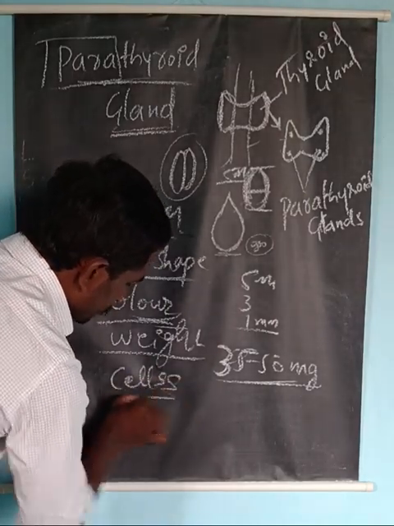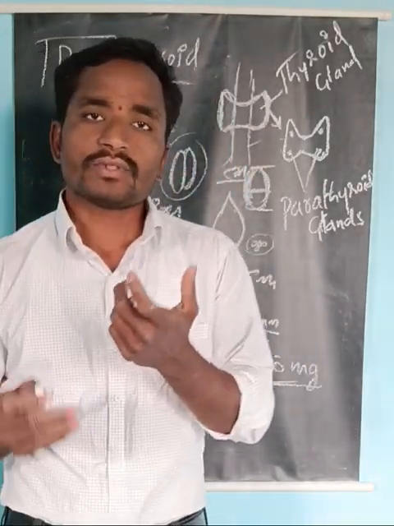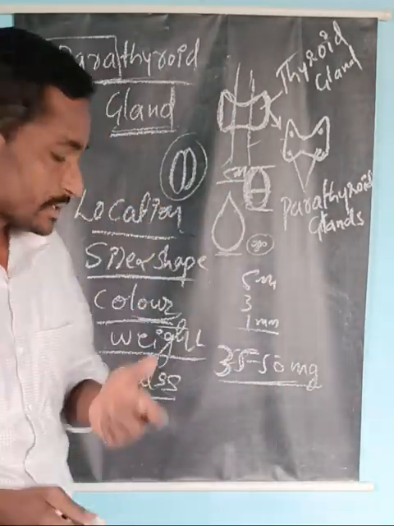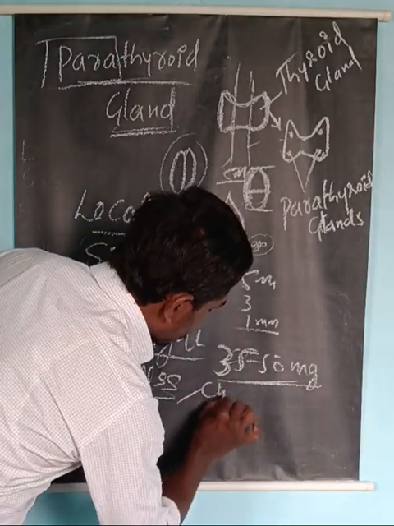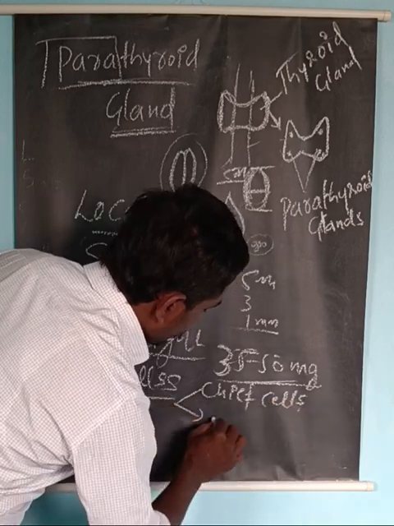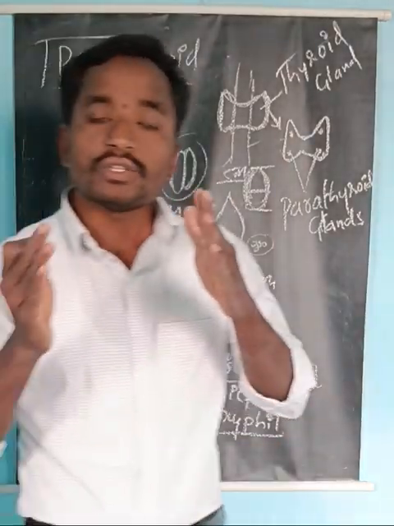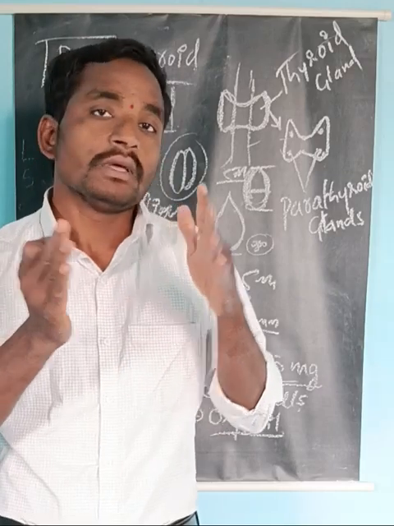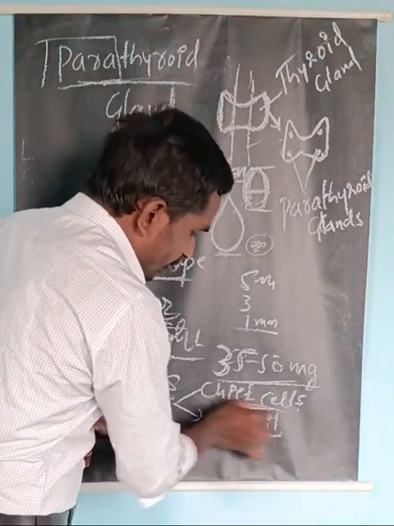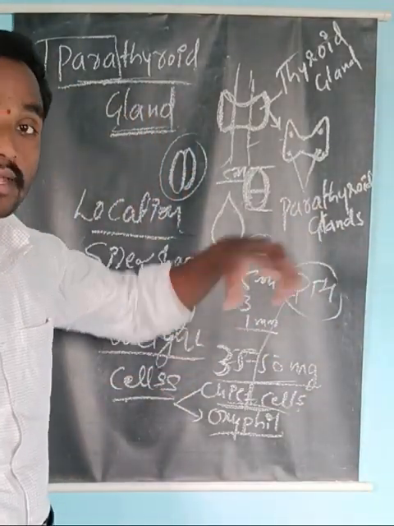Now come to the cells of a parathyroid gland. The parathyroid gland contains specialized epithelial cells. Different types of cells are there, but some of them are very important. The first one is the chief cells, also called principal cells, and the second one is the oxyphil cells. The chief cells play a very important role in the production of PTH hormone, that is nothing but parathyroid hormone or parathormone.